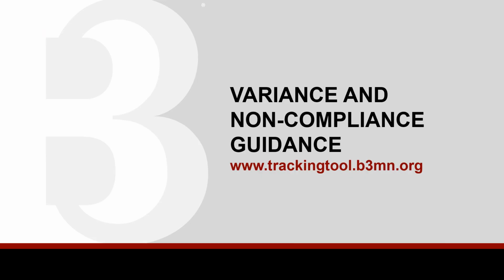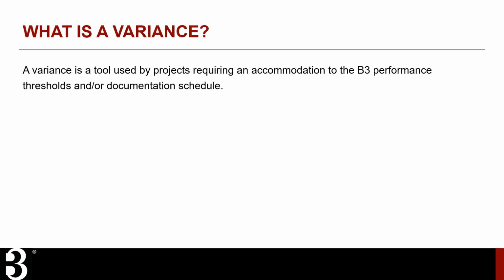For our final topic, we will cover variances in greater detail. Variances play an important role in the B3 guidelines to address unique project constraints. The B3 guidelines differ from other rating systems in that it primarily consists of a set of required measures for all projects, rather than a menu of optional sustainability strategies.